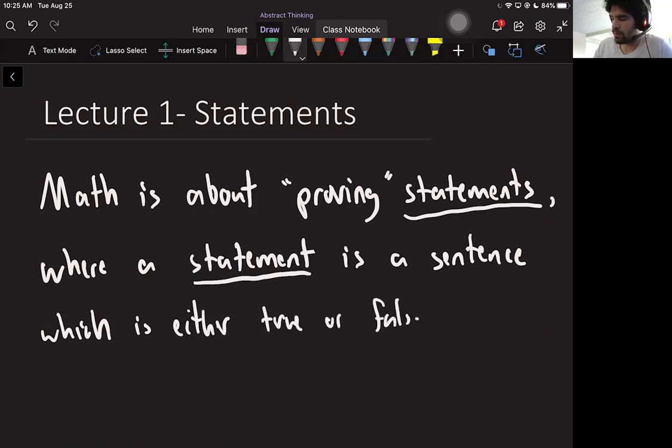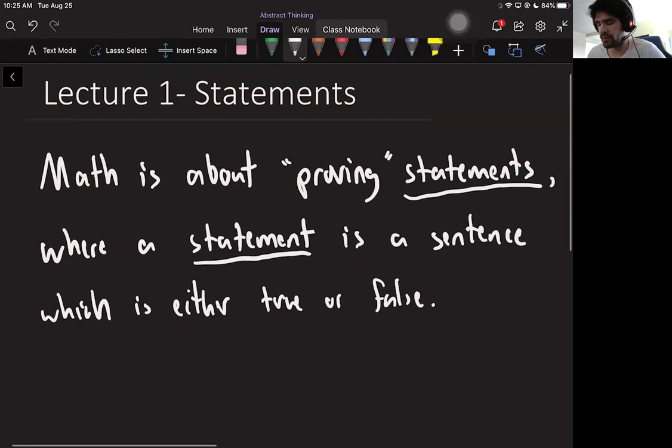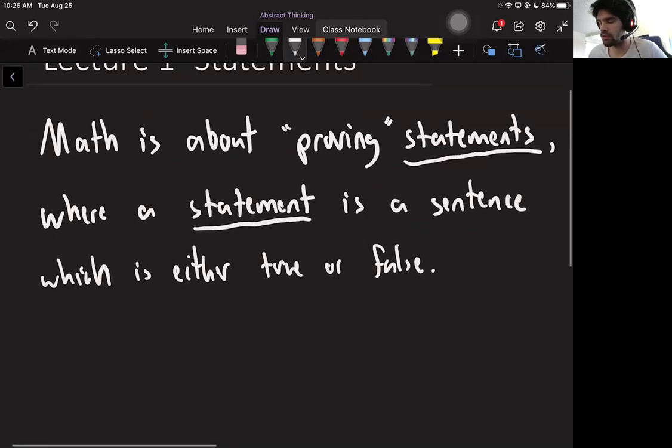And there's no question about which one it is. You might not know which one it is, but there's no question that it is one or the other. There's no ambiguity, so it can't be both. It can't be sometimes true, sometimes false. It just is true or false.